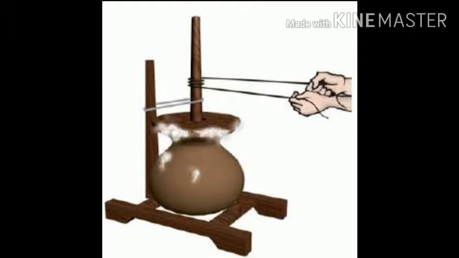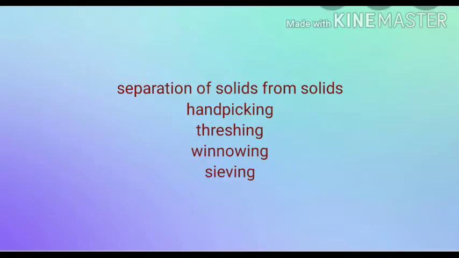So, methods of separation. First, we will discuss which method we are applying for the separation of solid from other solids. Which are the methods to separate solid from other solids? Threshing, hand picking, winnowing, then sieving. These are the methods of separating solids from other solids. So the first method is hand picking.